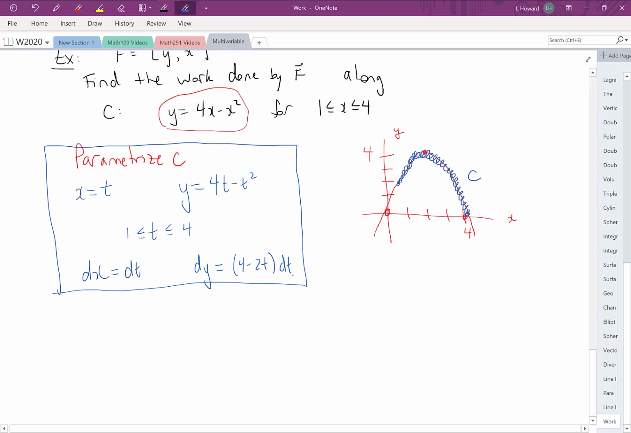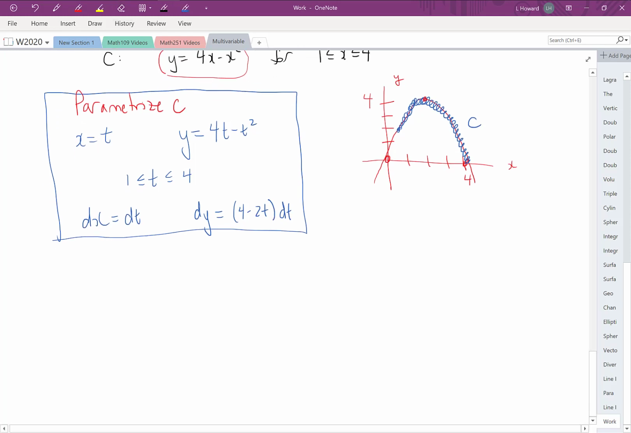So now that we've dealt with our curve, let's think back to our formulas for work and figure out how we're going to set this up. When you're actually doing a calculation, you say work is the line integral along your curve of p dx plus q dy plus r dz. So if you're doing this in 3D, then you have this r dz term. If you're doing a 2D problem, as we have here, then you just don't use that last term. So our integrand is going to be p dx plus q dy.